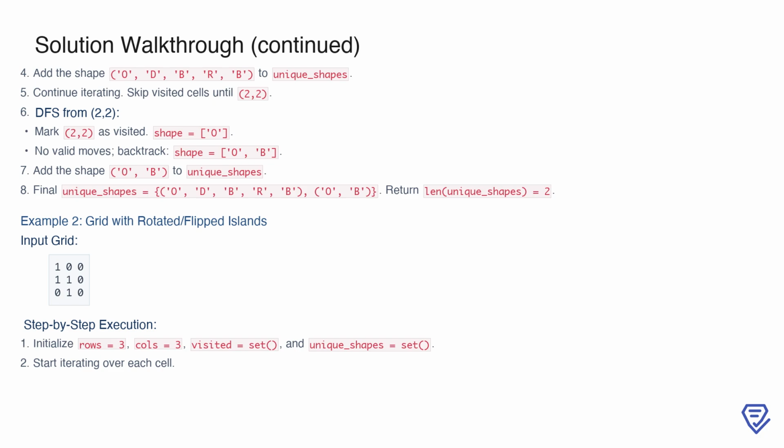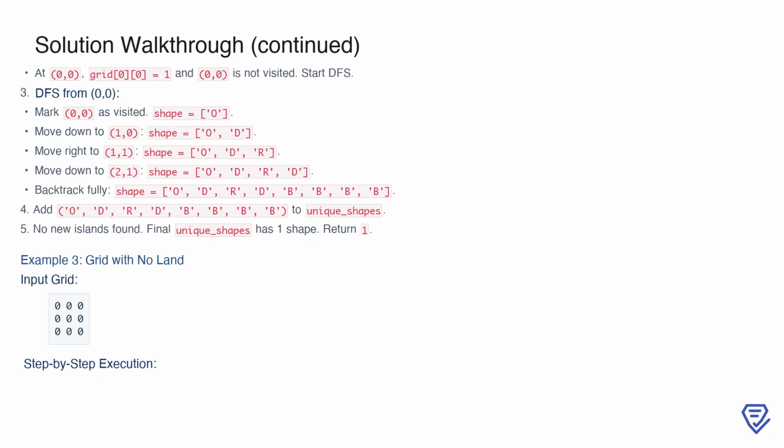Now, we consider a different grid, where islands may appear rotated or flipped. In this second example, we have another 3x3 grid, but this time, the island is larger and shaped differently. As before, the algorithm initializes the required variables and begins iterating through the grid. At the first unvisited land cell, 0, 0, we start a DFS to explore the connected island. Marking 0, 0 as visited, we initialize the shape with O. Moving downward to 1, 0, we add D to the shape.